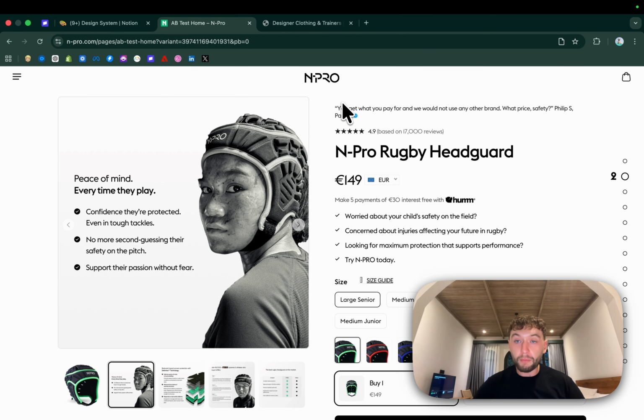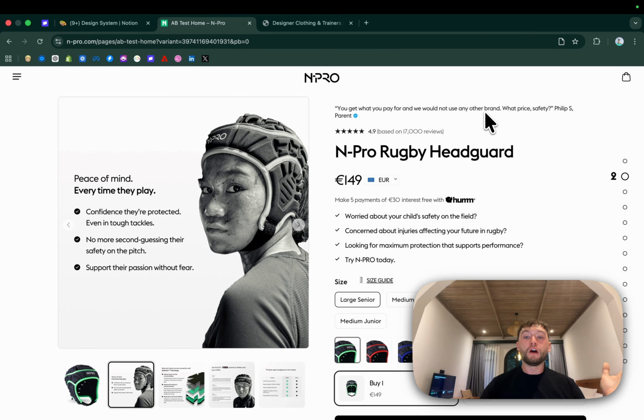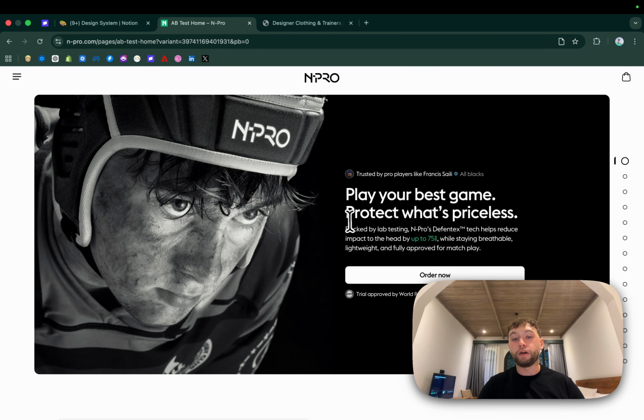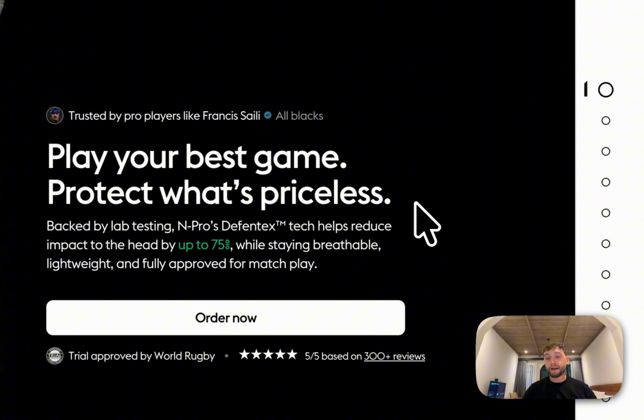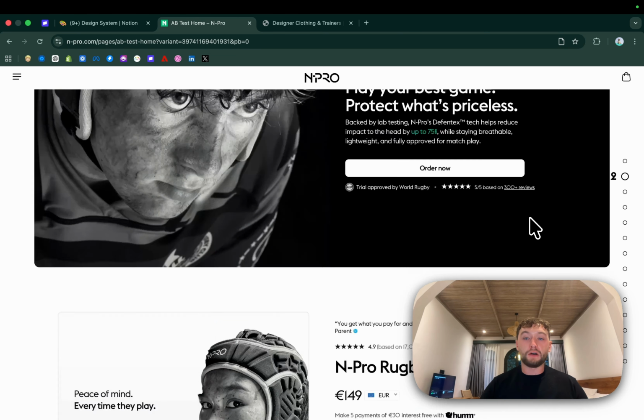Be honest in your copy, but you get what you pay for, and we would not use any other brand. What price? Safety. So this is basically saying it's worth the price, and most importantly, this part, what price? Safety. You can't put a price on safety, and that's also an angle that we lean into here. Protect what's priceless. If your kid gets a concussion, how much would you pay to reverse that?